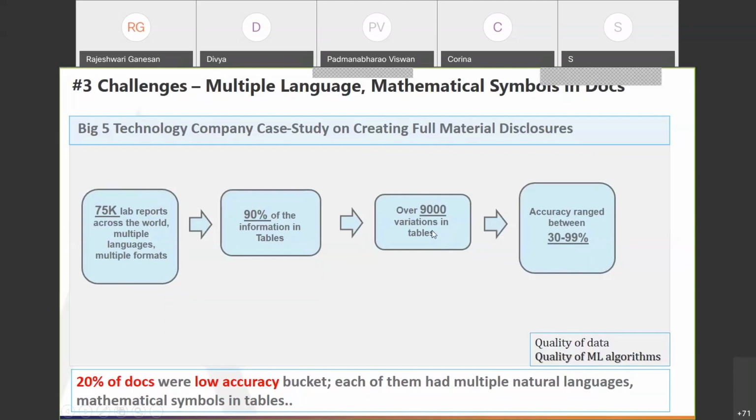These variations meant different orientations of rows and columns. It meant different terms, and the way they were used was all different. Again, there was a huge variance in accuracy. In certain cases we were hitting very low accuracy, whereas in others we were very high on the range. So what we realized is that the 20% of documents in the low accuracy bucket had something in common, which was really about handling multiple natural languages and the kind of mathematical symbols. They use mu, sigma, beta, gamma, and handling those was a problem. So this was the third challenge I wanted to talk about.